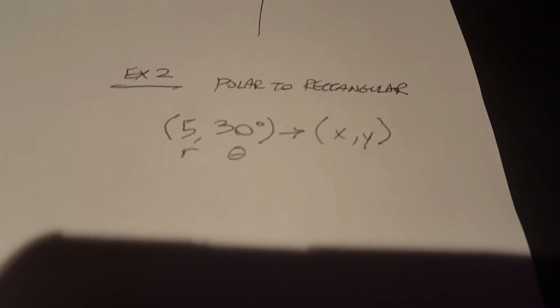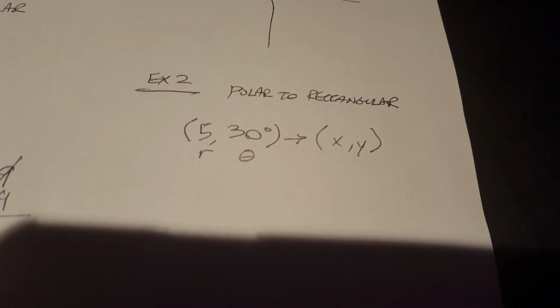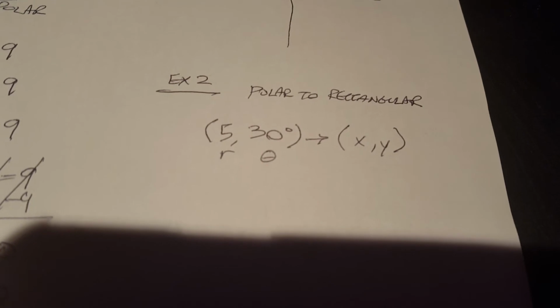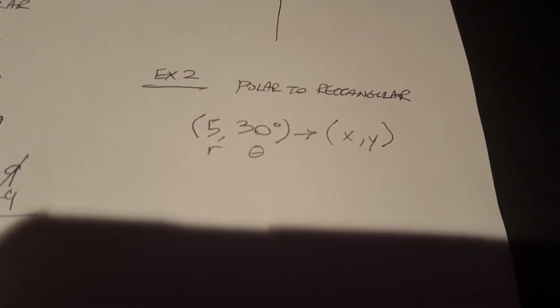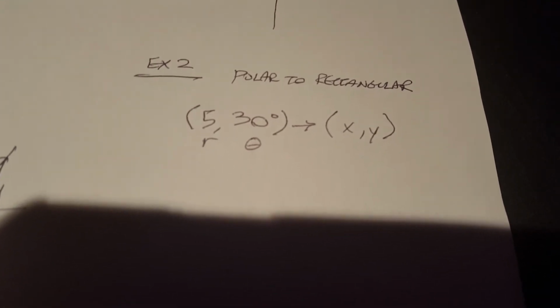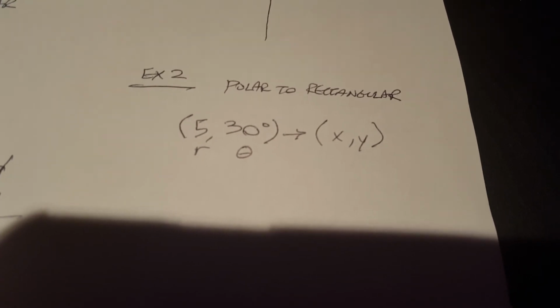In example 2, we're going to be going polar to rectangular. Here what we're given is (5, 30 degrees). Remember, you're given your radius comma your theta. In this case, it's in degrees. It could also be in radians. And we're trying to get to an xy point.